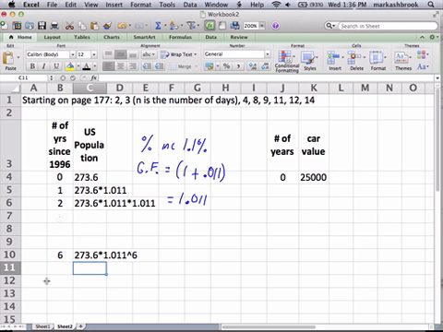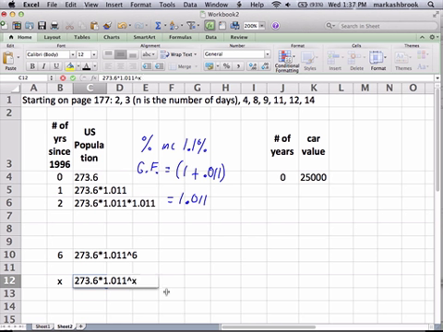So now in the xth year, so now any number of years, we're going to start with the 273.6, and for every year that goes by, we're going to multiply by 1.011. So how many of those? X of them, right? So our input becomes the exponent because it's the number of times we repeat the multiplication. The number of years that go by is the number of times that we repeat the multiplication.